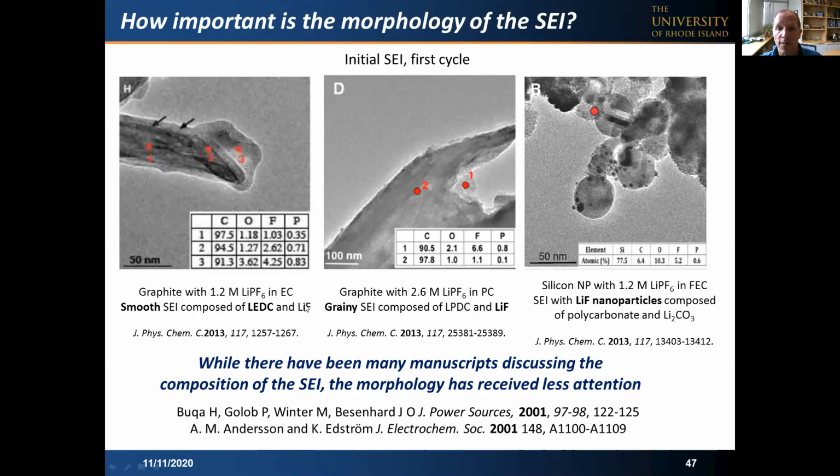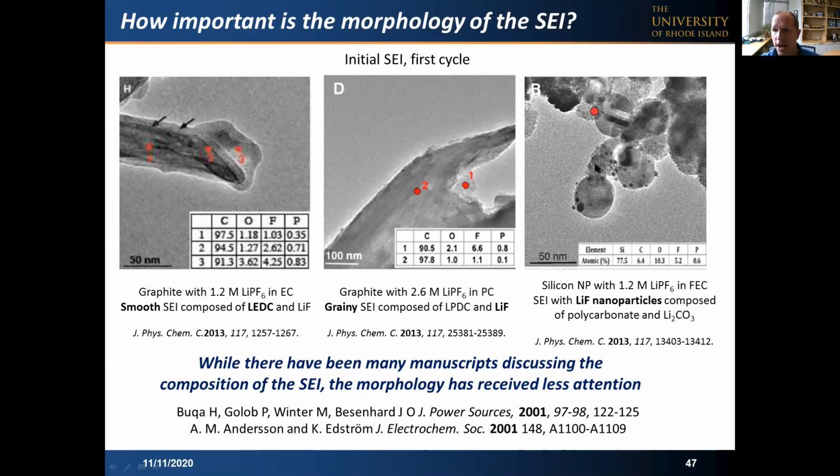appearance. However, when we go to the SEI which is generated with 2.6 molar LiPF6 and PC, we have a very, very grainy SEI. And in terms of the grainy SEI, we have a high concentration of lithium fluoride and a low concentration of lithium alkyl carbonates. While in the case of the smooth, uniform SEI, we have a high concentration of lithium ethylene dicarbonate and a low concentration of lithium fluoride.